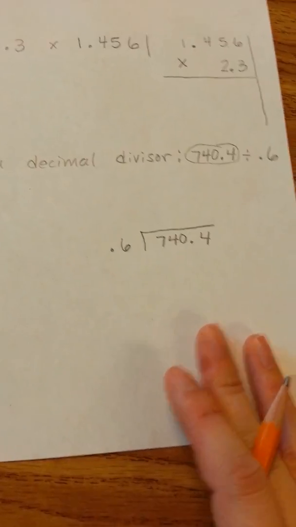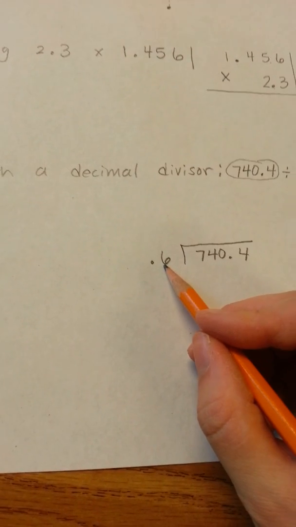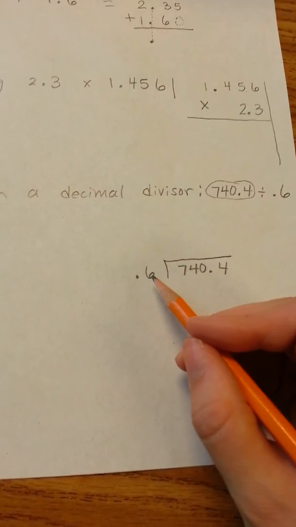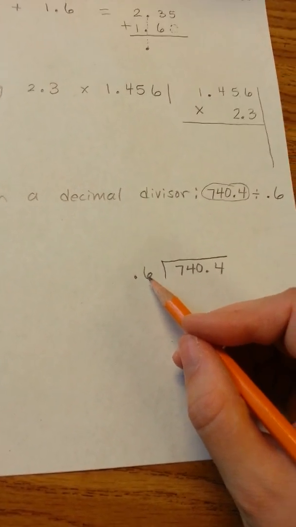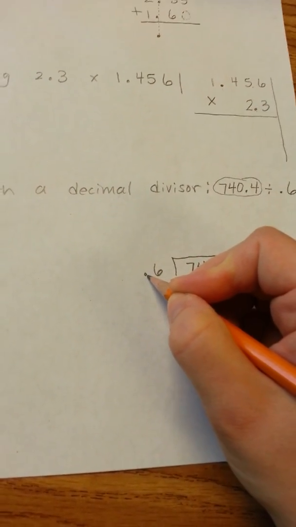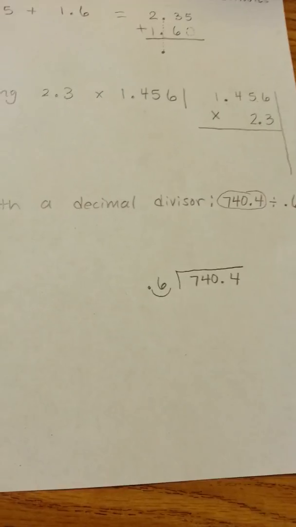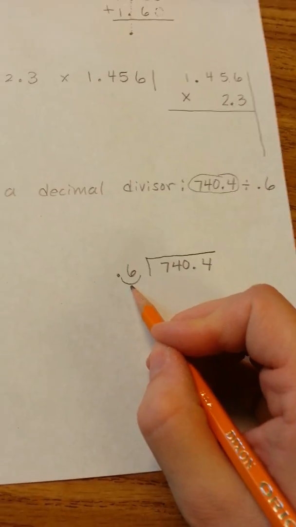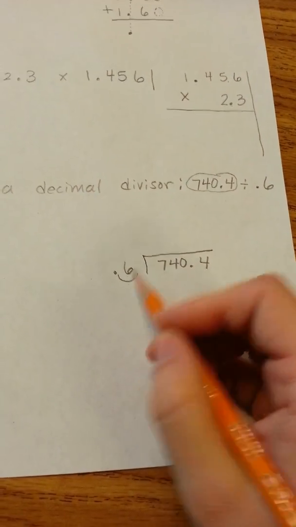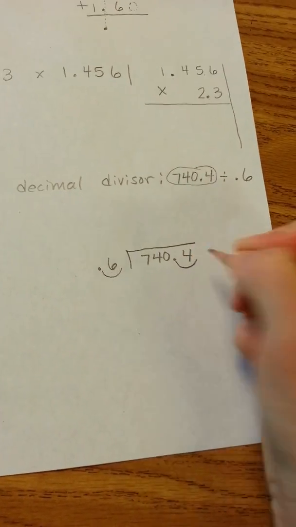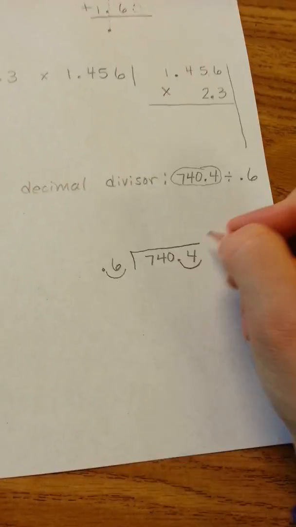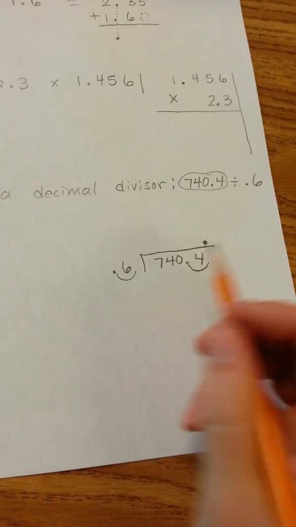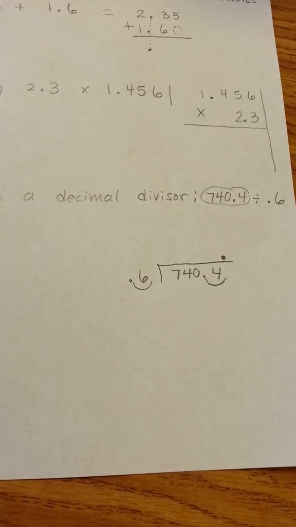Now, 0.6 is not a whole number. It's very difficult for me to divide with 6/10. Instead, I'm going to change it to a whole number by moving my decimal place one time. If I do that to my divisor, I must also do it to my dividend. Now I can bring this decimal straight up and I can go ahead and start dividing.